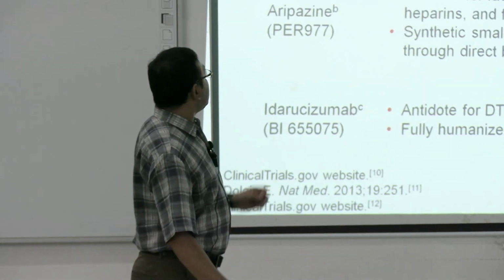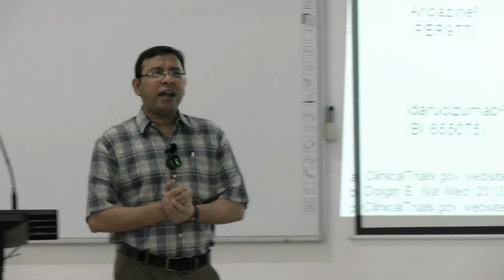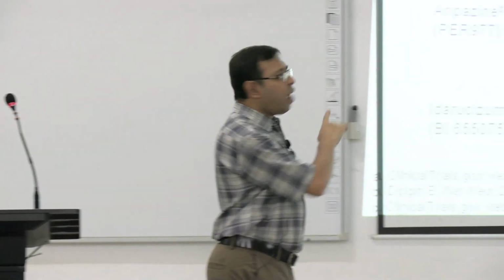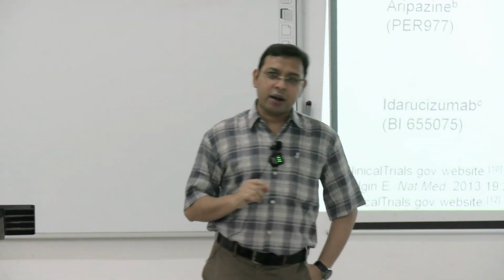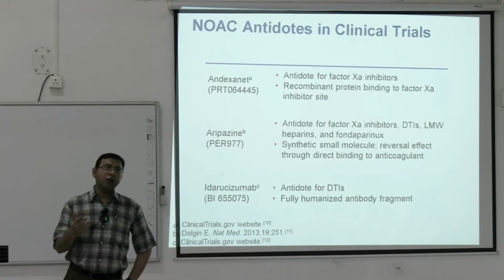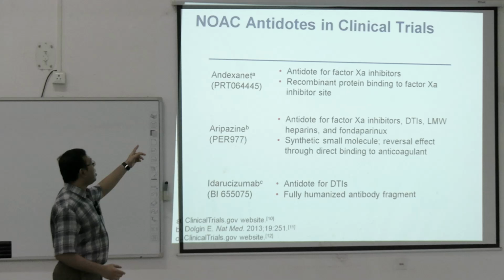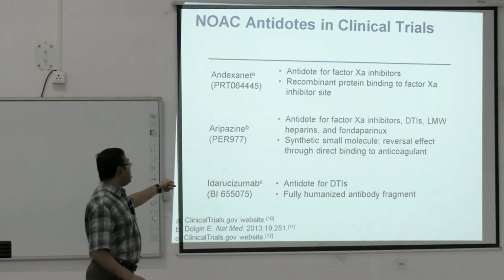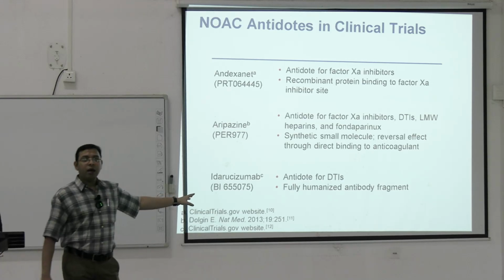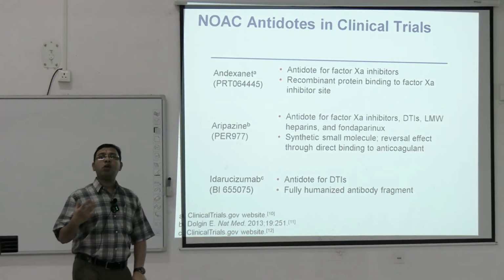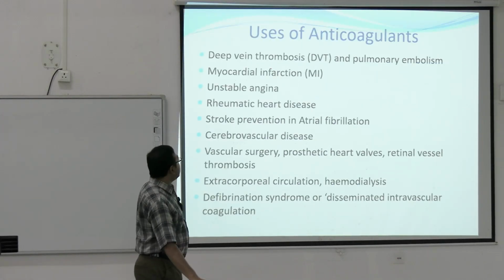So Rivaroxaban, and these are some antidotes. Details are not required. For Warfarin, the antidote is vitamin K, because it is a vitamin K antagonist. And these are the newer antidotes for the novel oral anticoagulants, like andexanet, aripazine, idarucizumab, etc., of which idarucizumab is available. That is needed if there is some overdose of the novel oral anticoagulants.